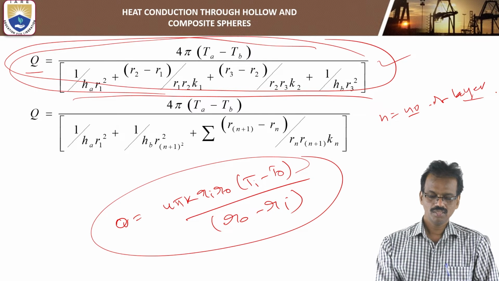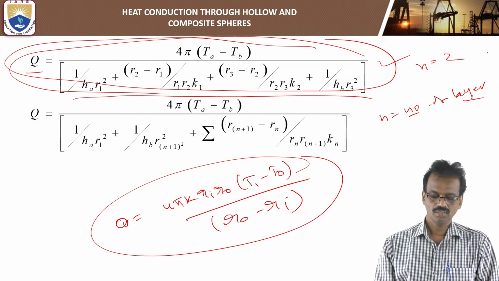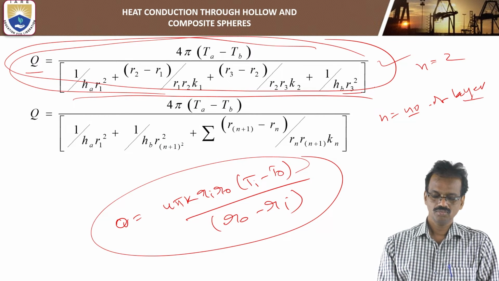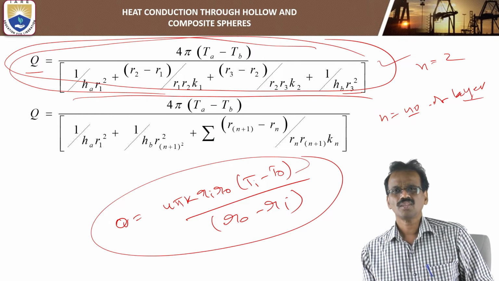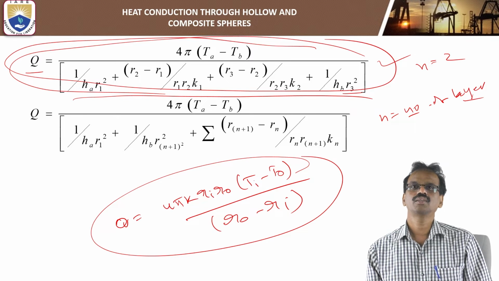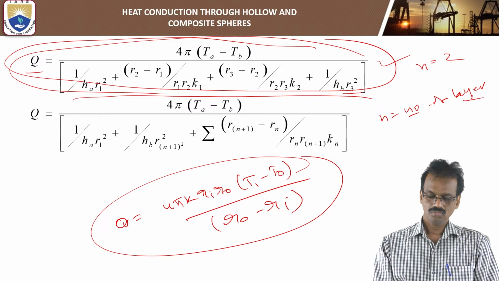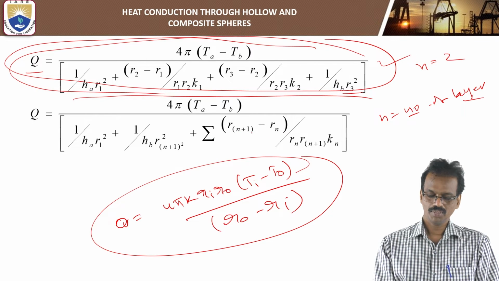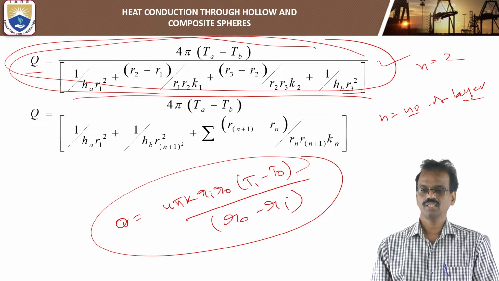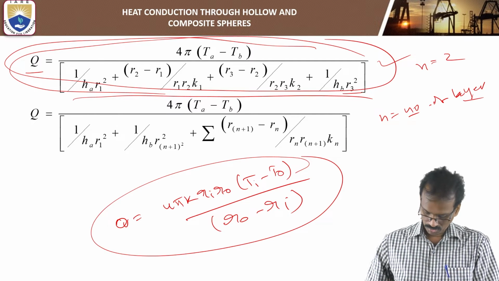Okay, so here we have taken n is equal to 2, then the formula, it means r(n+1) becomes r3 squared, like this one. If you take more number of layers, you can use this general formula for finding the rate of heat transfer in the composite spheres. So this is the formula: r(n+1) minus rn, divided by rn into r(n+1) into kn, where n is the number of layers. You have to remember this one.